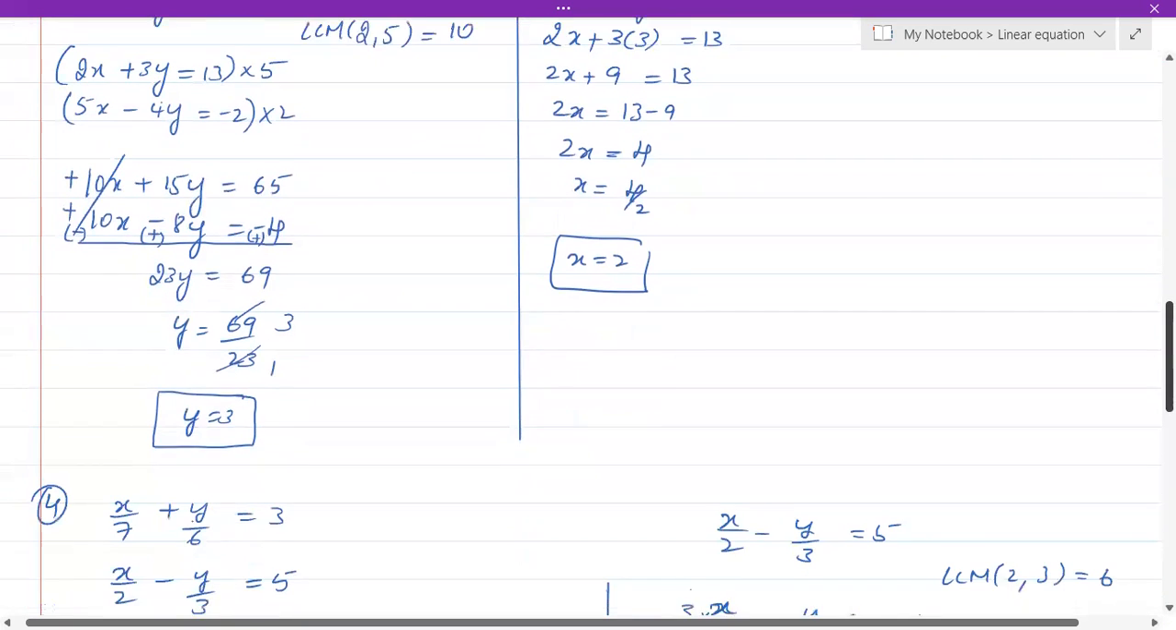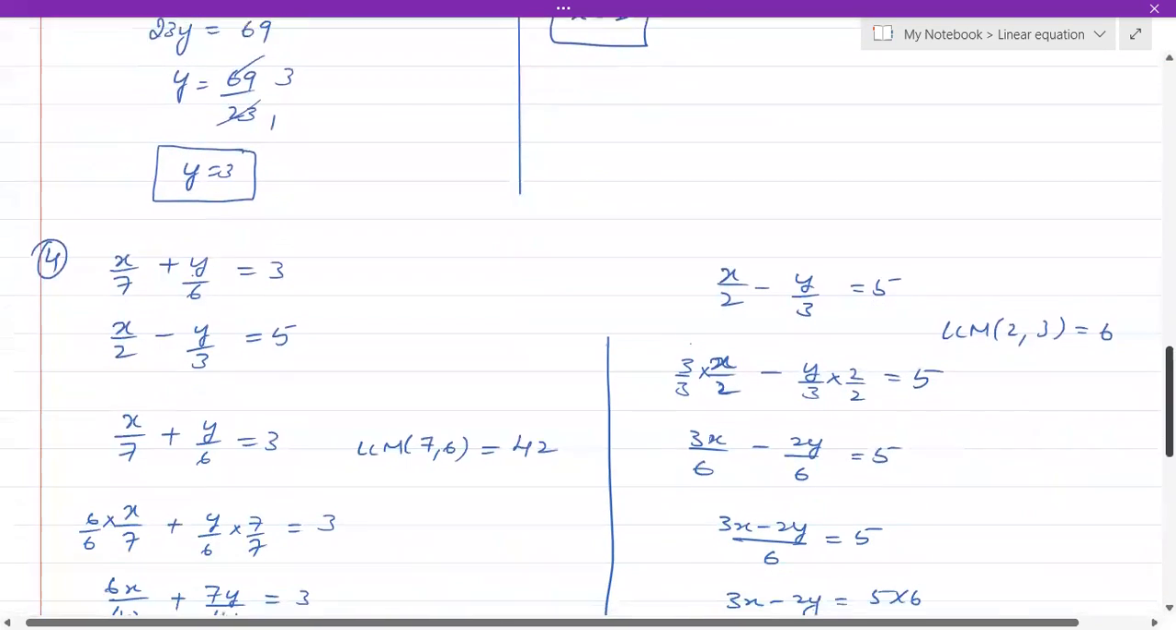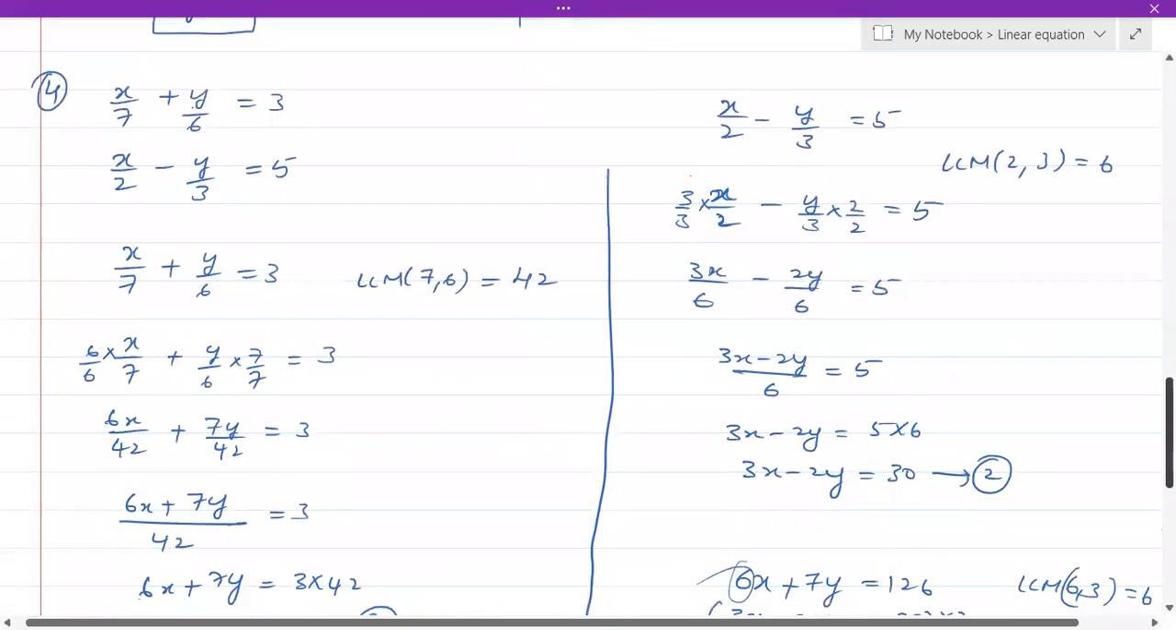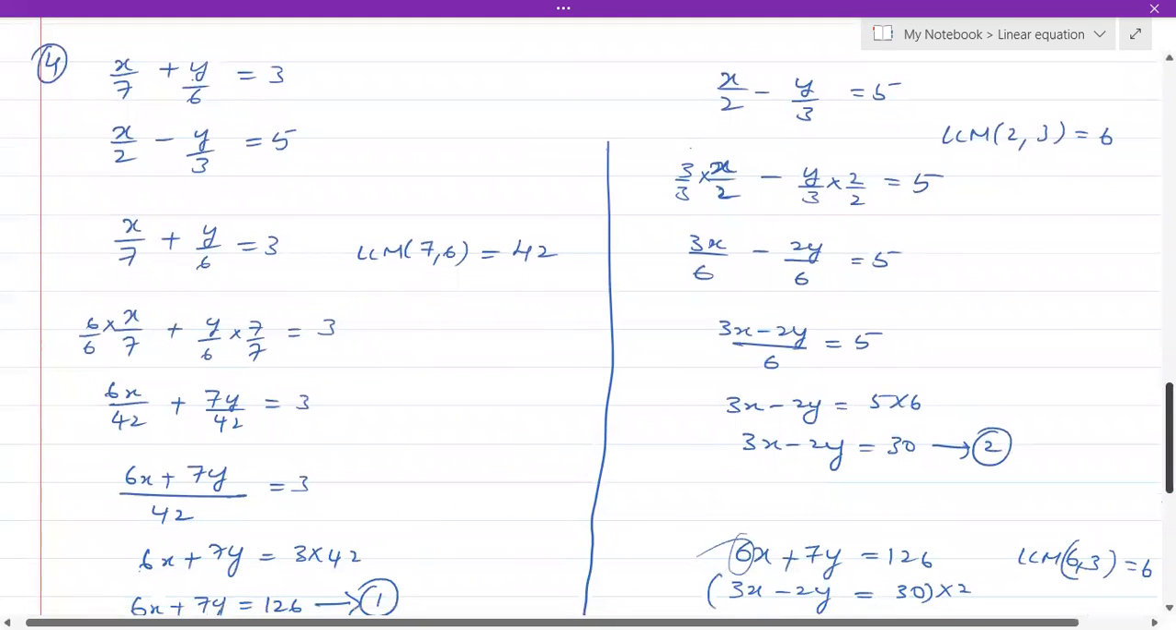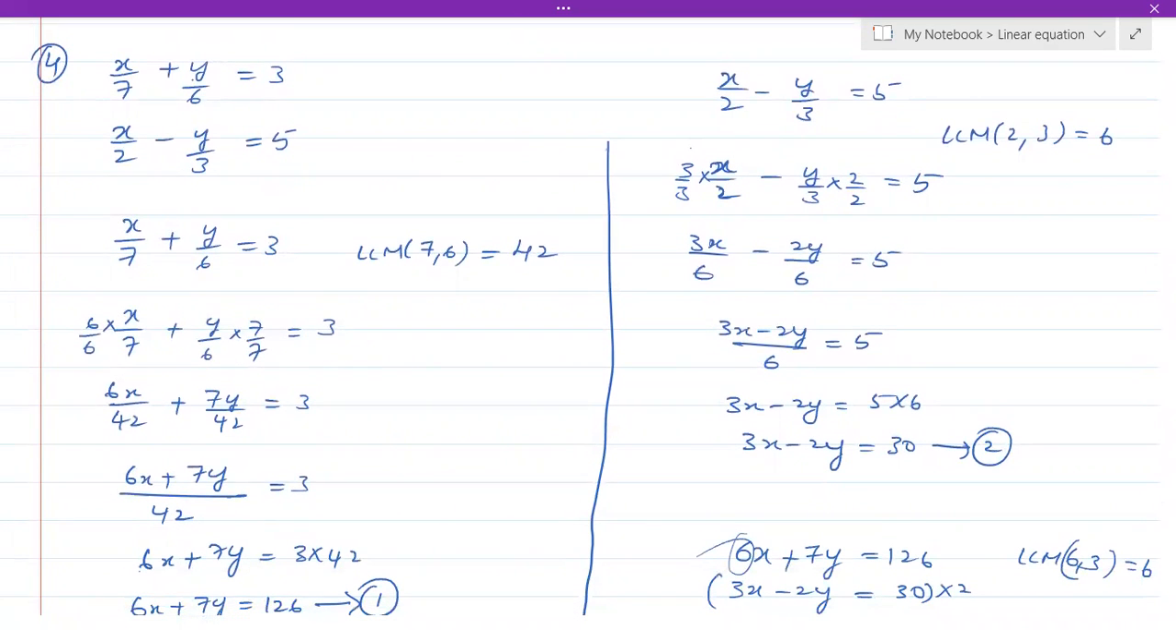Now coming to the fourth one, as you can see in the fourth equation, if you observe here, this is my first equation in the fourth question. The coefficients are rational numbers. As I told you in the previous video, x by 7 can be written as 1 by 7 into x. So here the coefficient of x is 1 by 7, which is a rational number. If it is a rational number, it is a bit difficult to solve. So how do we solve this?